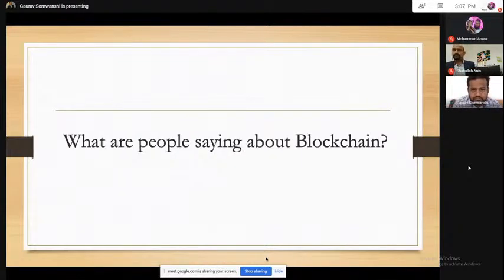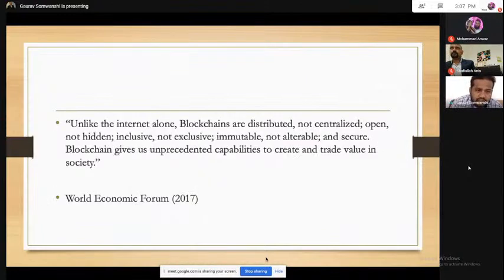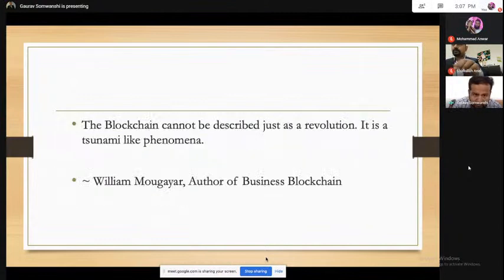So first, try to understand what people are saying about blockchain, because some people might be aware of the hype, some people might not be aware of the hype. The World Economic Forum says something very important: unlike the internet alone, blockchains are distributed, not centralized, they are open and not hidden, more inclusive, not exclusive, they cannot be altered, and they are secure, and they give us an unprecedented capability to create and trade value in society. So that's the World Economic Forum.